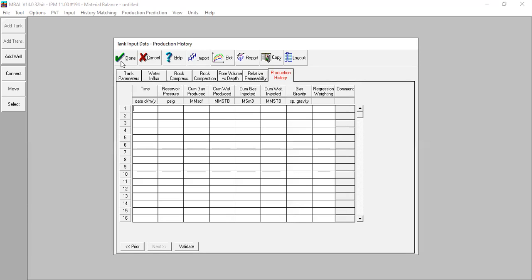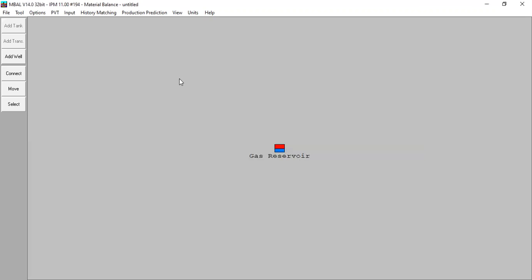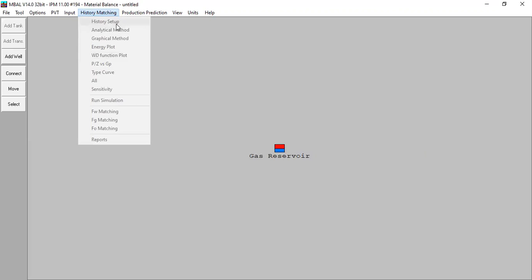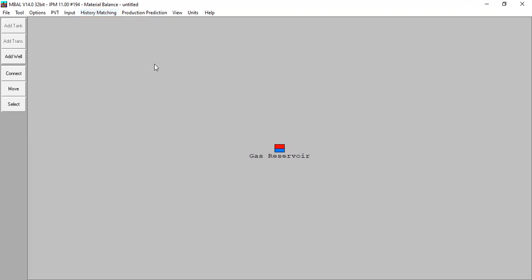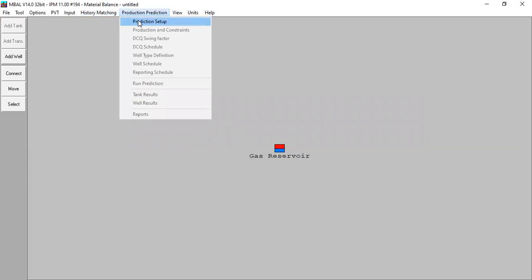So click done, or can also validate. Done. Okay, so this is our gas reservoir. We don't have production history. So if you open the history matching, everything will be deactivated, will be inactive, you cannot enter each of this section because we don't have production history, so we cannot do history matching. So we go directly to production prediction setup.